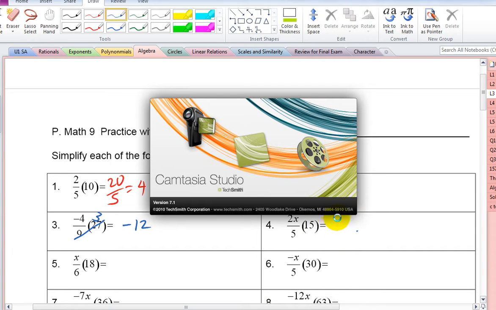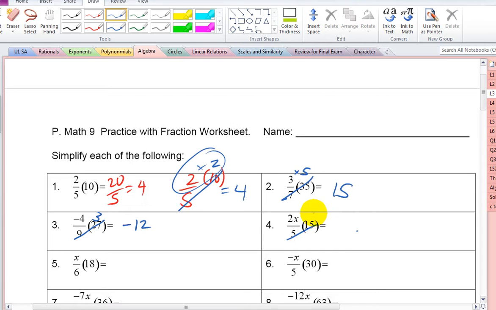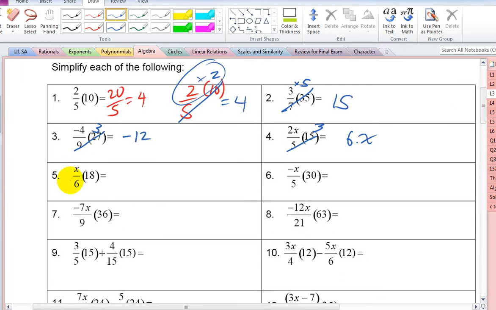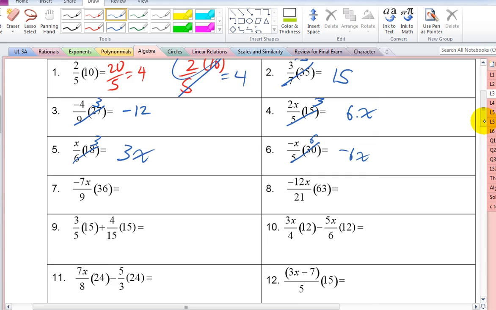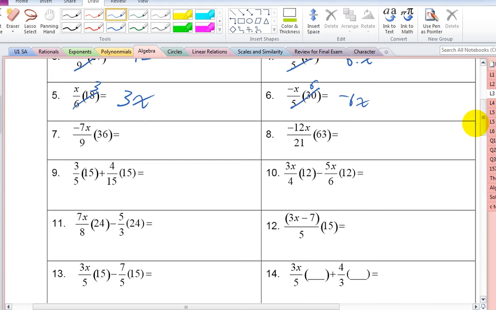Okay. So this is going to be a 3, and that gives us 6x. What's the answer for number 5? 3x. What's the answer for 6? Negative 6x. What's the answer? Good. Do 7 and 8 and 9. Go.